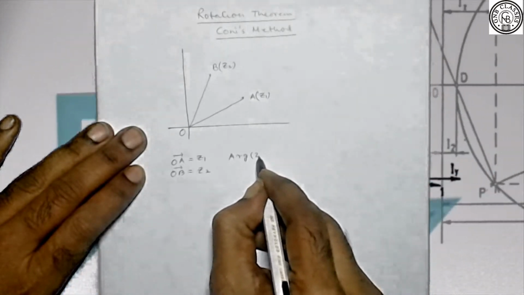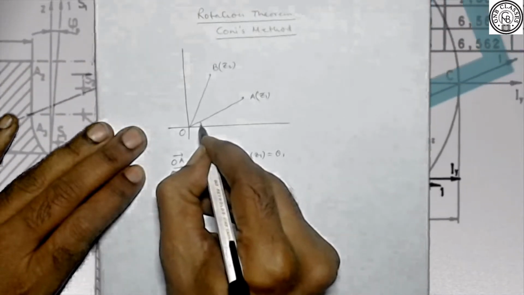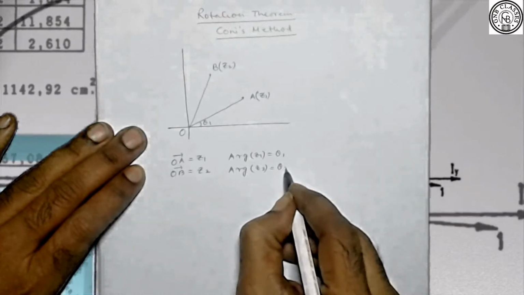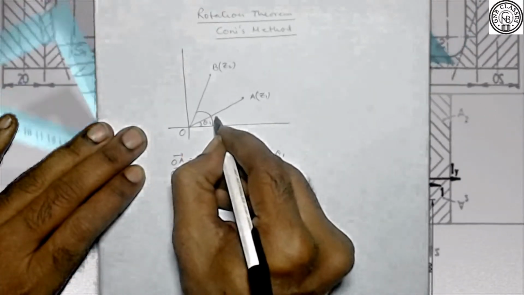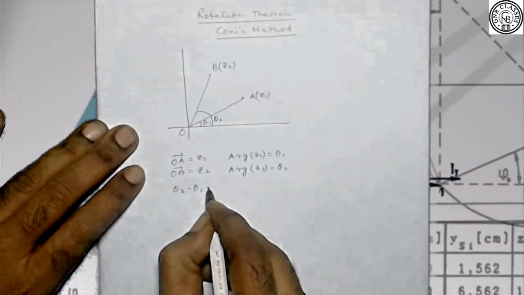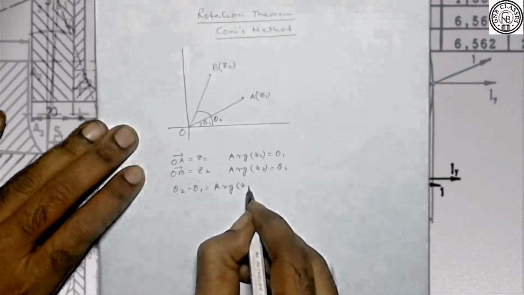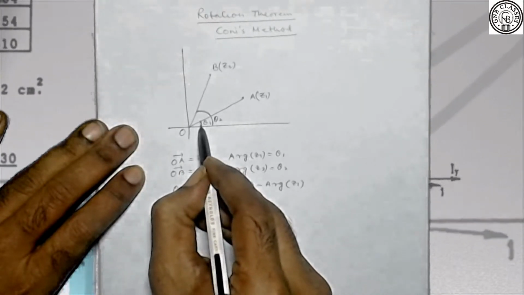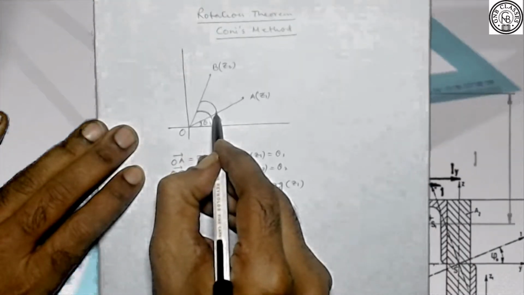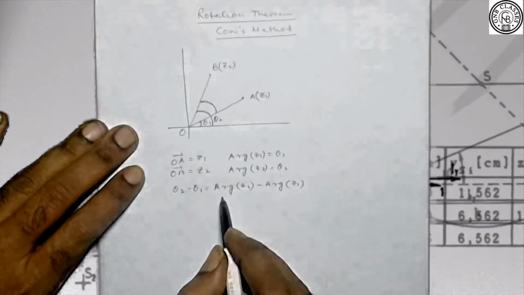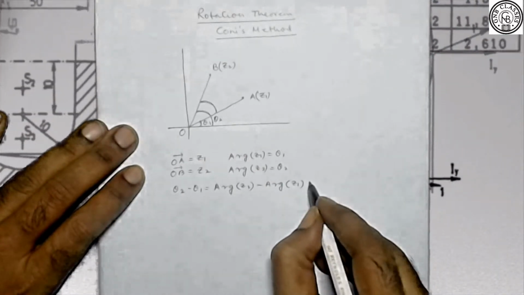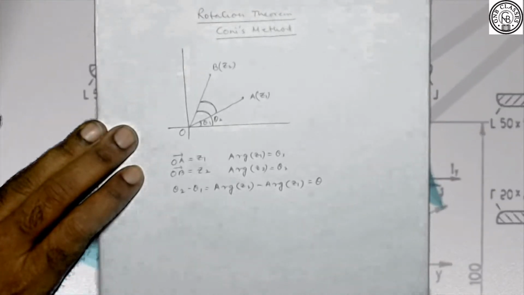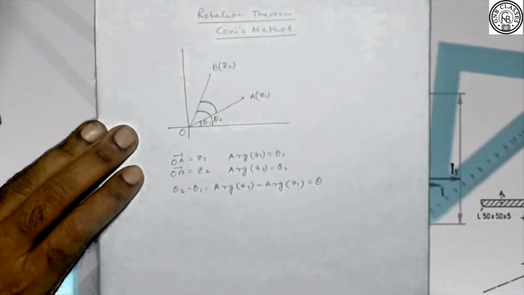Now, if the argument of Z1 is θ1, that is, this angle is θ1, and the argument of Z2 is θ2, that is, this angle is θ2, then θ2 minus θ1, that is, argument of Z2 minus argument of Z1, will give you this angle. That is, the angle between these two vectors is nothing but θ2 minus θ1. Let me denote it by theta. So theta is nothing but the angle between these two vectors OA and OB.